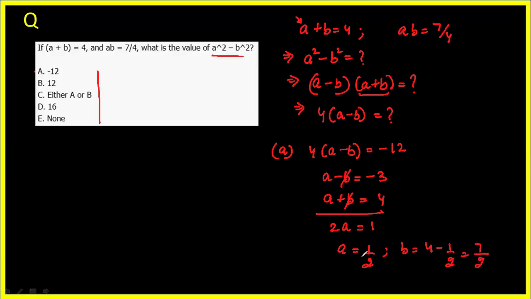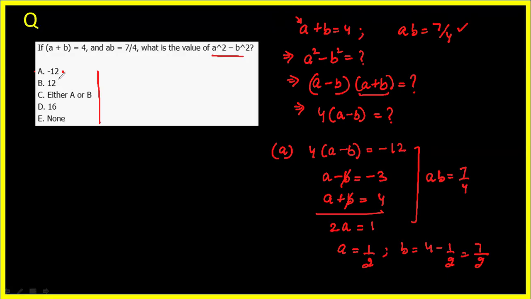So if a is 1 by 2, b is 7 by 2, what will be the value of ab? For this option, ab will be nothing else but 1 by 2 multiplied by 7 by 2, that is 7 by 4, which was given in the question to us, right? That means by taking 4 times a minus b as minus 12, the information which is given to us is getting satisfied. That means this minus 12 is a possible value of this particular expression.